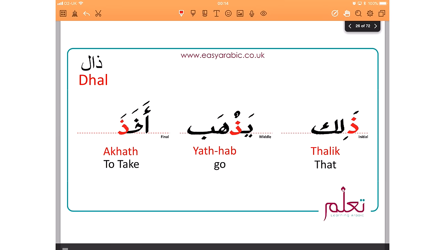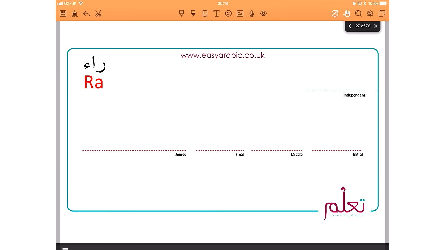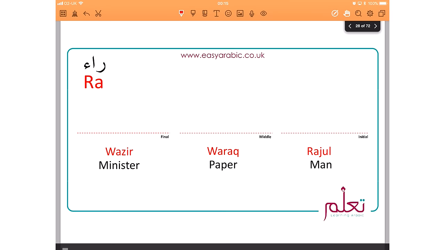Right. Next one is the letter ra. So ra on its own, and the tail goes below the line, ra. And again, ra. Joining on to it, because it's a naughty letter, nothing will come after. So ra is the same. When we join it together, the first one is like this, and the others will have something joining before the letter. Ra.